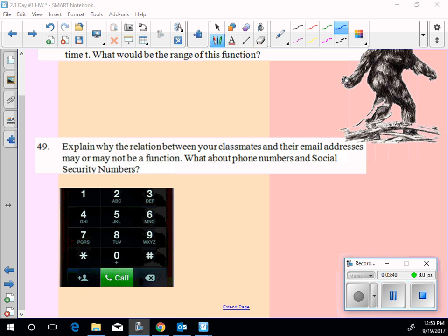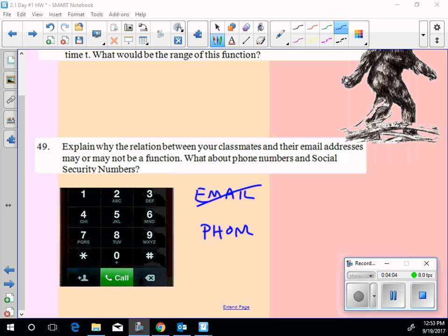So email, is it a function? No. Phone number. Does anybody have 2 phone numbers? Well, I guess you could have a house phone and you could have a cell phone, and then you could have a second cell phone for when you make business deals on the side. So, okay, phone, no.